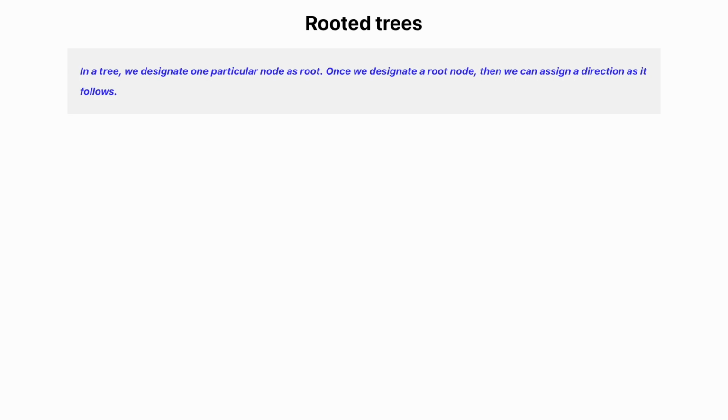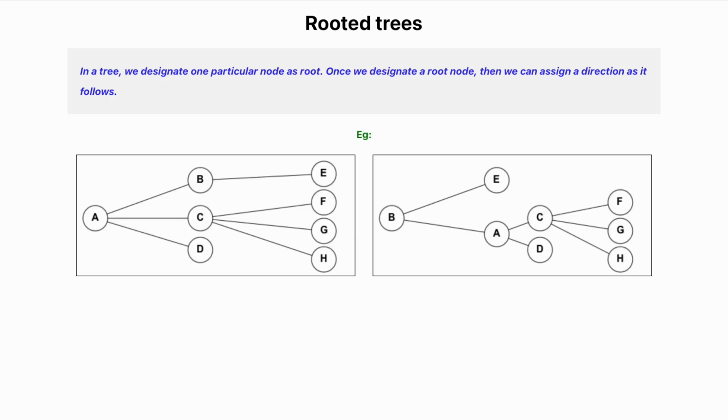Once we designate a root node, then we can assign a direction as it follows, because there is a unique path from root to each vertex of the graph. A tree together with its root produces a directed graph called a rooted tree. We can change an unrooted tree into a rooted tree by choosing any vertex of the tree. For example, we consider the previous example. The tree on the left side has vertex A as root and the tree on the right side has vertex B as root.